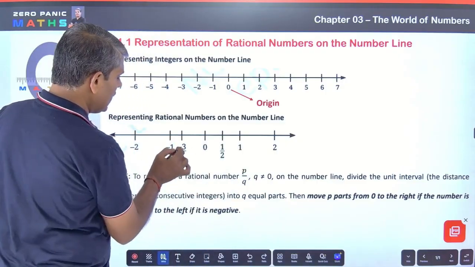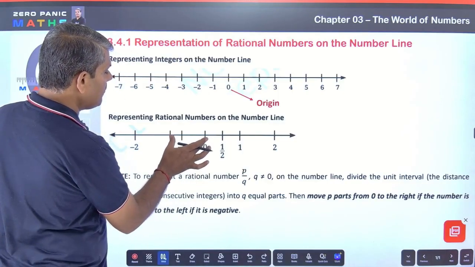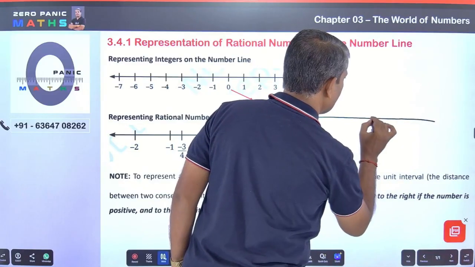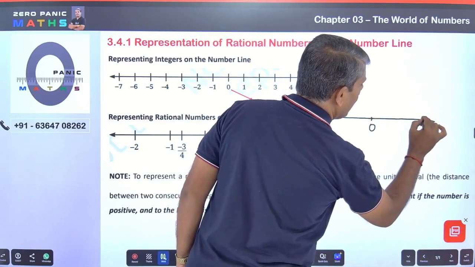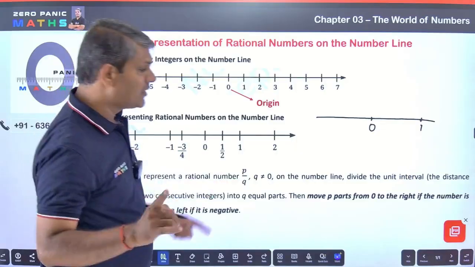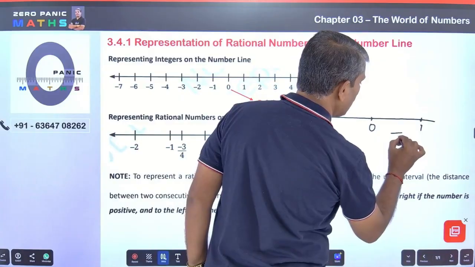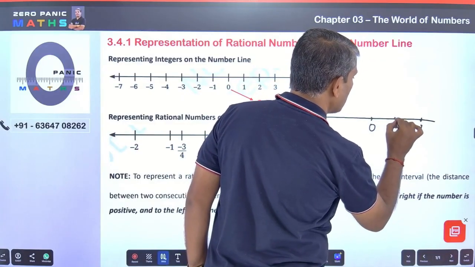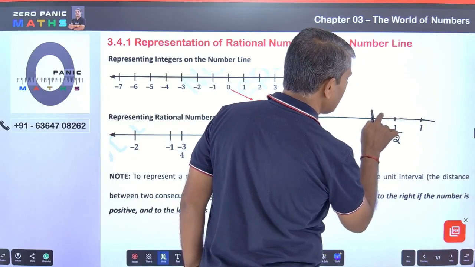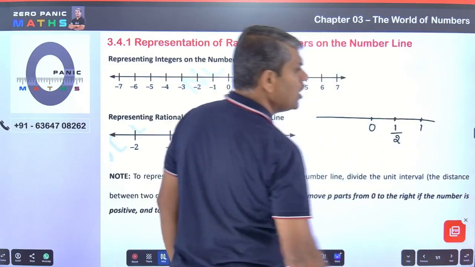And here there is one more representation, minus 3 by 4, which is between 0 and minus 1. Just listen to me carefully. You have a 0 here and 1 here. How are you representing 1 by 2 here? What you are doing is, given unit 1, you are dividing it into two parts and moving one part from 0. You see that 1 and 2, two parts you divided and went to one part of the available two parts.